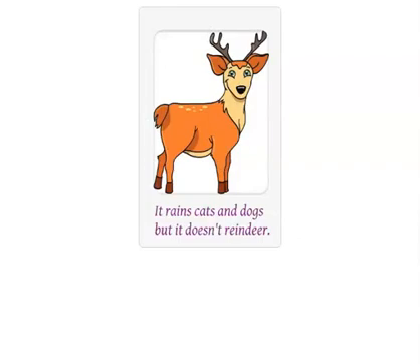It rains cats and dogs, but it doesn't rain deer. Close sounding again. It doesn't reindeer. This is a reindeer, the animal. It rains cats and dogs as a common expression, but it doesn't rain deer would be the pun.